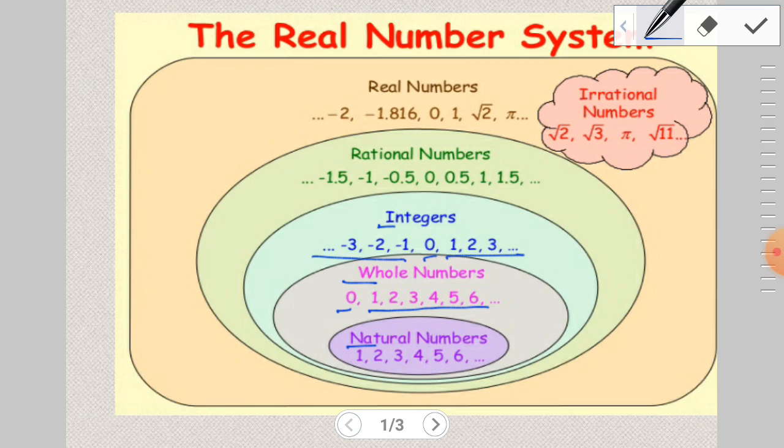Then the next one is the rational numbers. Rational numbers are denoted by Q, meaning quotient. Rational numbers include the natural numbers, whole numbers, integers and decimal numbers, or we can say fraction numbers like 5 upon 3, 7 upon 2, etc.